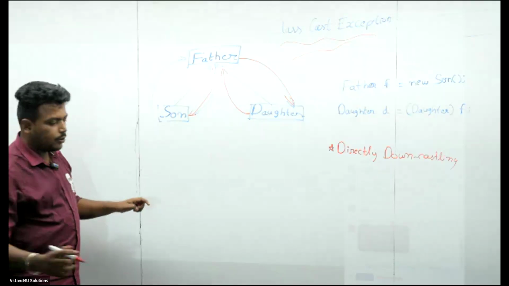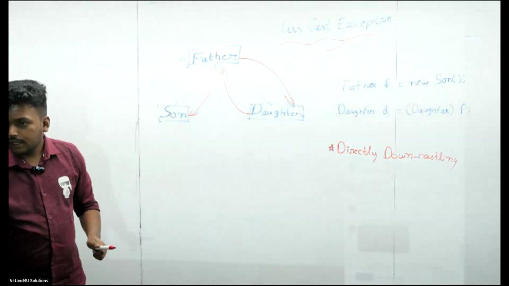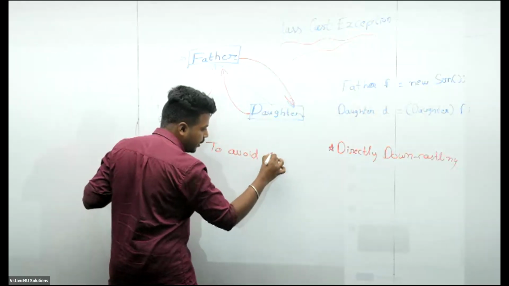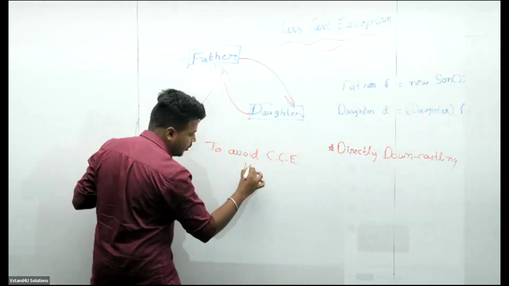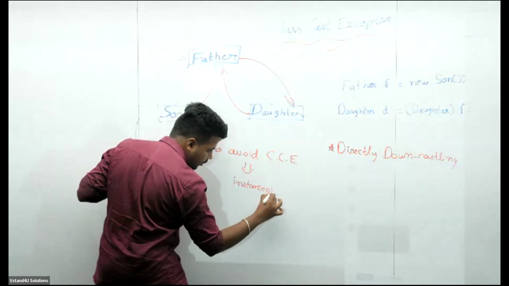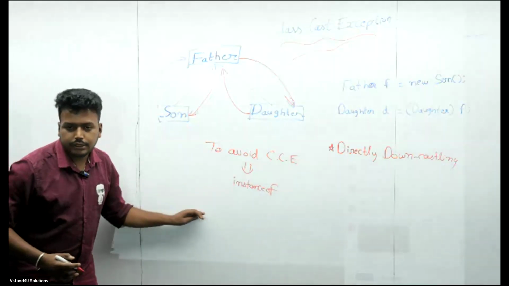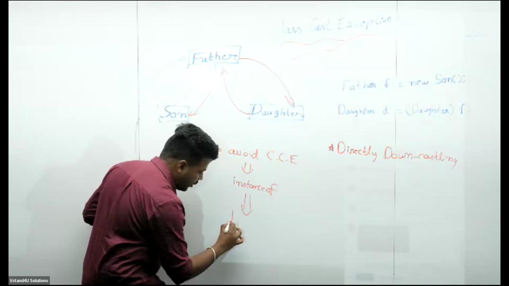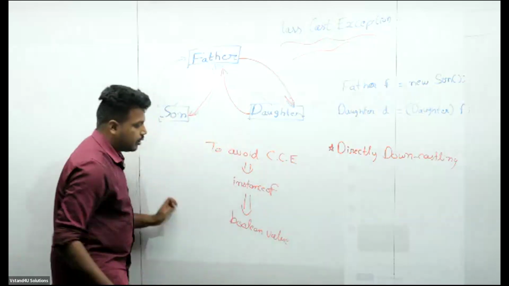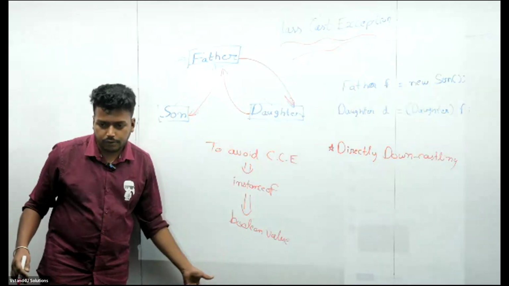One more point. To avoid the class cast exception, we have one operator called the instanceof operator. This will show the result in the format of a boolean value. If I use the instanceof operator, it will show the value as a boolean, true or false.